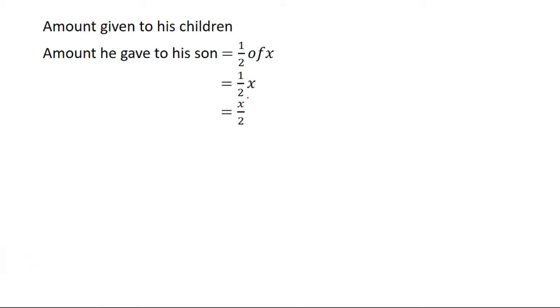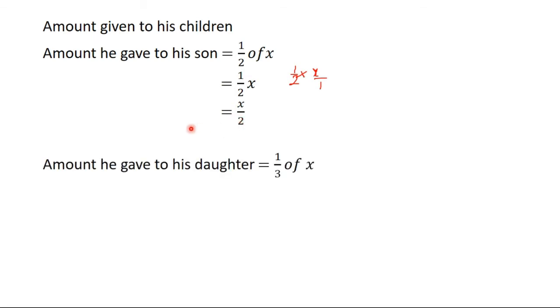You can see from here that 1/2 of x will give us 1/2 times x. But we know that because we have x here on its own, it is the same as x/1. So 1 will multiply x to give us x, 2 will multiply 1 to give us 2. So that is why 1/2 x is giving us x/2. So we found the amount of money he gave to his son in terms of fractions.